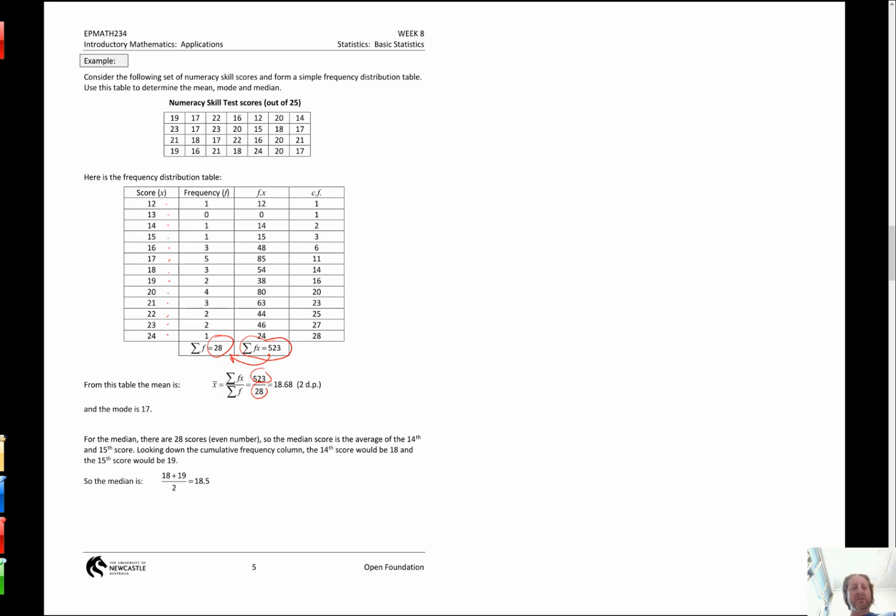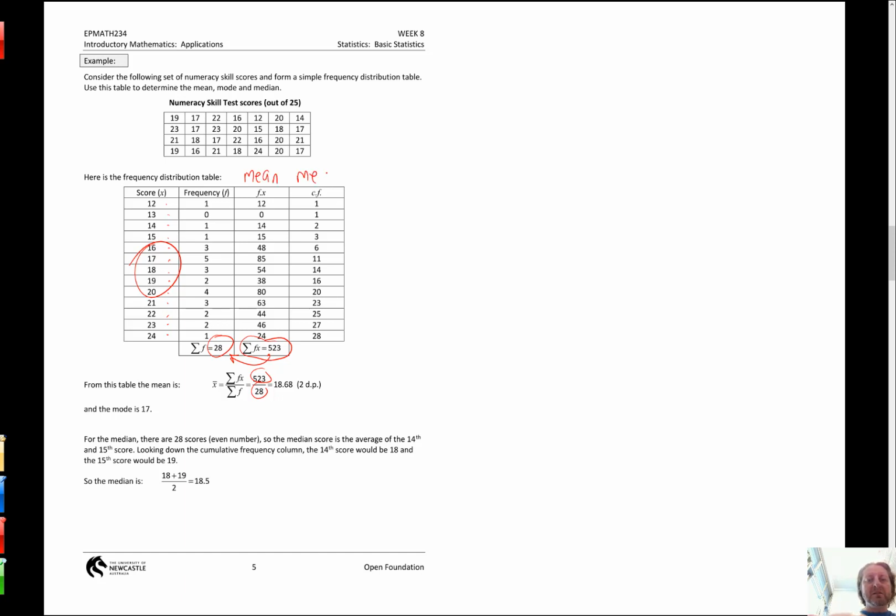And again, do I believe it? If I had divided this by the wrong number, I might have got an answer of maybe 25 or something horrible. Do I believe 18.68? Yeah, I'm happy with that. I've got no reason to doubt it. It looks in the middle of the data and I'm stoked. So the mean, I use the fx column.